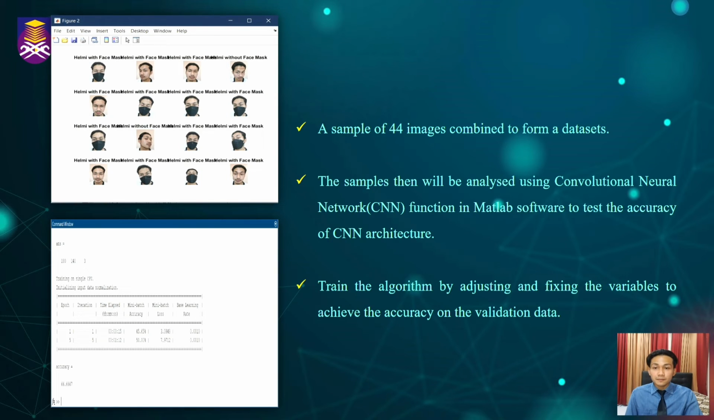Then, the sample of 44 images is combined to form a dataset. The sample will then be analyzed using the convolutional neural network function in MATLAB software to test the accuracy of the CNN architecture. So in order to achieve the accuracy on the validation data, you have to train the algorithm by adjusting and fixing the variables and parameters, and these pictures show the result using 44 images of myself.